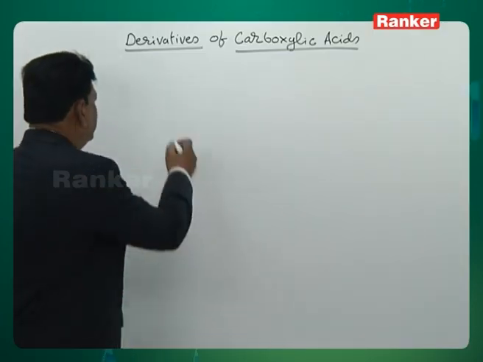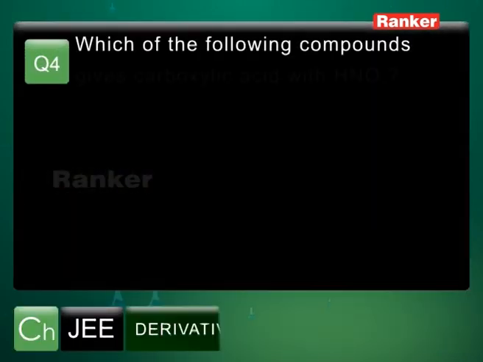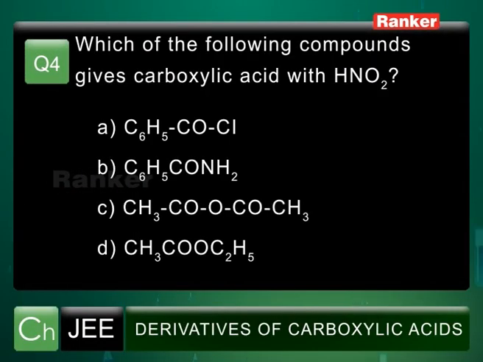Let us go to question number 4. The question is, which of the following compounds gives carboxylic acid with nitrous acid, HNO2? Option A is benzoyl chloride, option B is benzoic acid amide, benzamide, option C is acetic anhydride, option D is the ethyl ester of acetic acid, ethyl acetate.